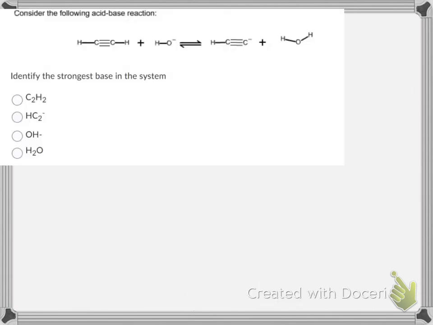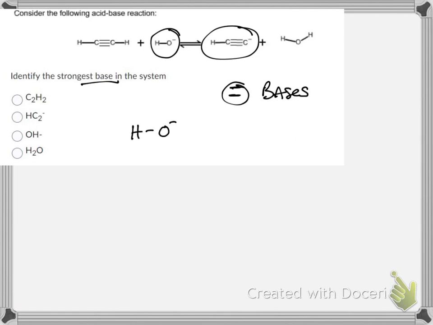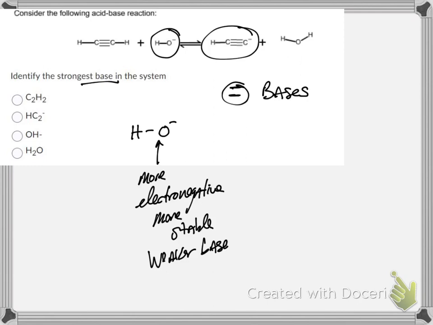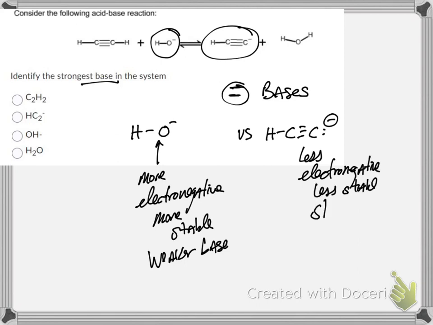Consider the following acid-base reaction. Which one is the strongest base? Okay, so let's identify the bases here. These are the negatively charged ions. So we have OH minus. The negative charge on O is more electronegative, more stable, than if we put the negative charge on a carbon atom, which is less electronegative, less stable, and therefore a stronger base. So in that case, that would be the strongest base.